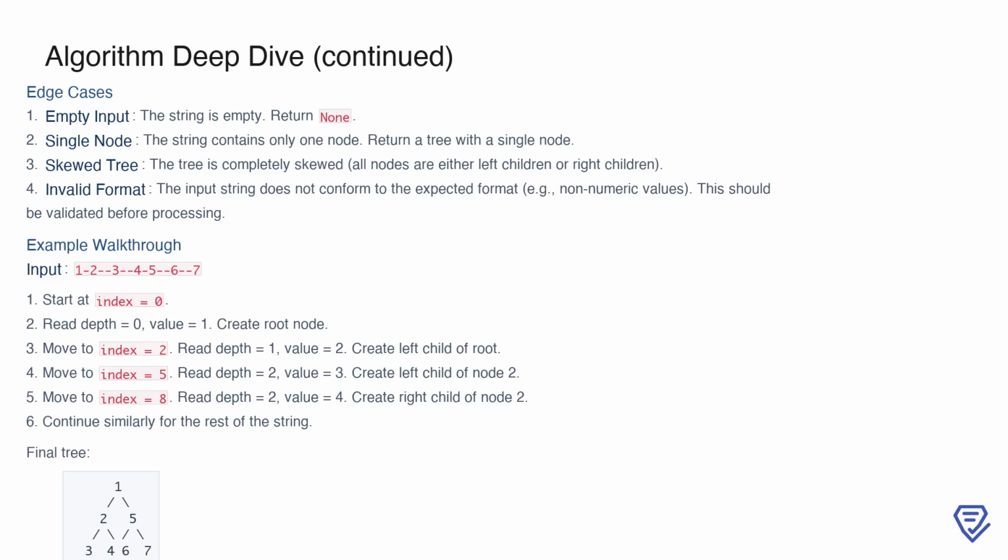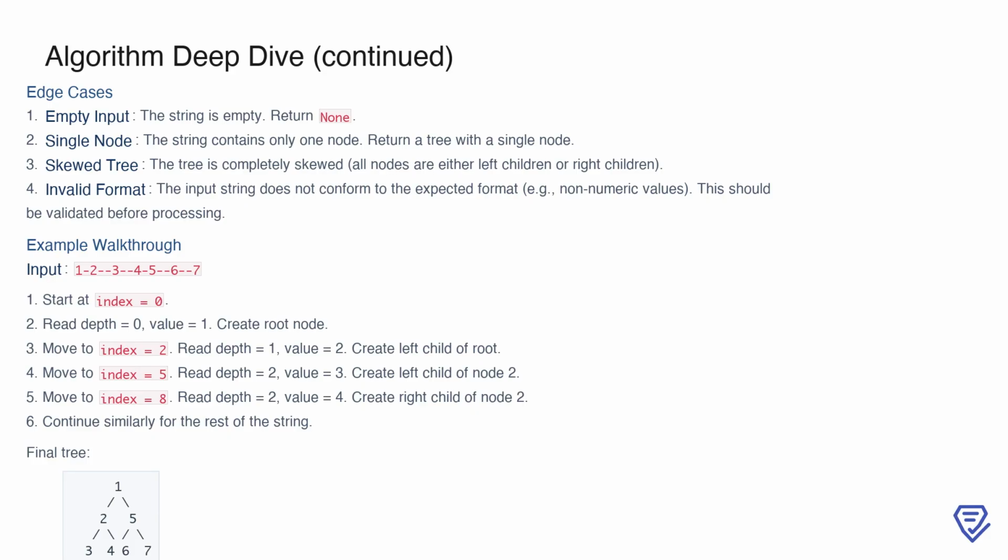For example, if the input string is empty, the function should return none. If the input represents a tree with just a single node, the result should be a tree containing only that node. Another scenario to consider is a completely skewed tree, where all nodes are either left children or right children. Lastly, if the input string contains invalid characters or does not follow the expected format, it should be validated before processing.